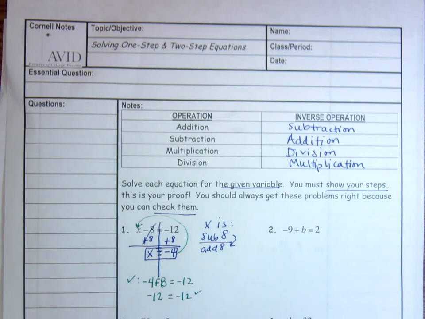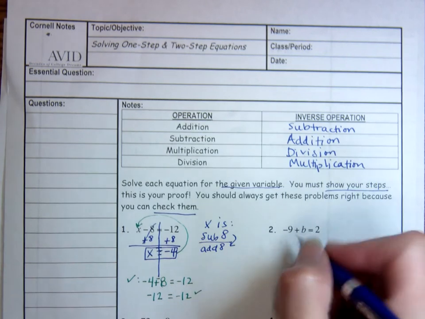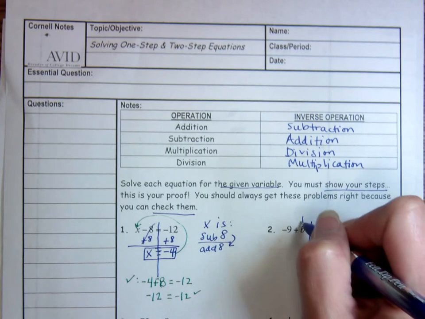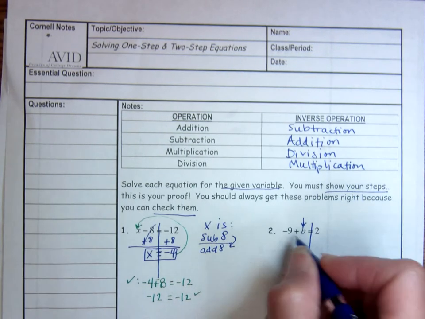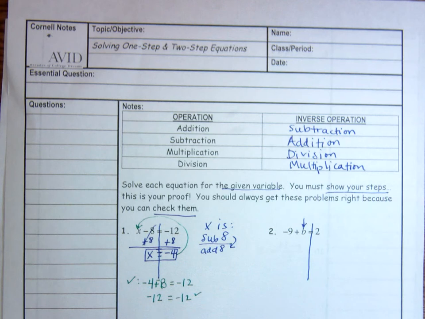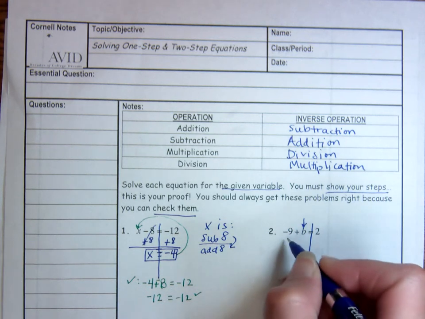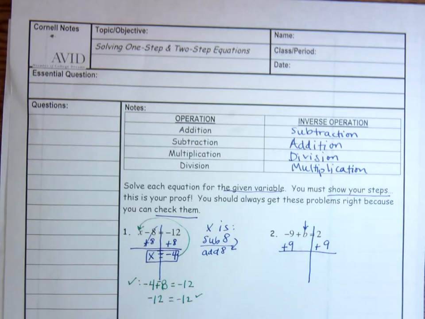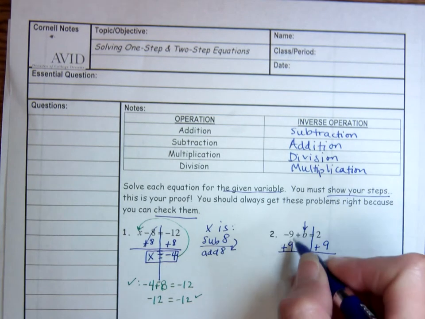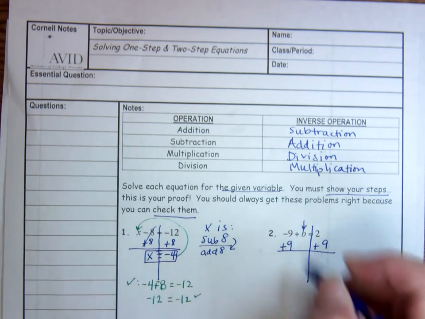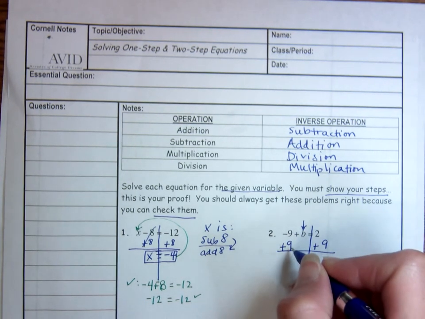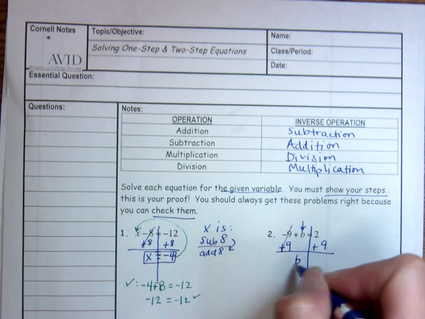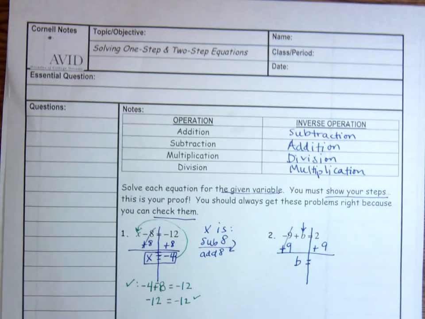Let's take a look at number 2. Again, we're going to separate the left side from the right side, and we look at the b. The b has a negative 9 attached to it by addition. So what we want to do is the opposite of negative 9, which is positive 9. And then, of course, we look at negative 9 plus 9 and see that it is, in fact, 0. Negative 9 plus 9 is 0, so those go away. We're left with b on the left-hand side, and 2 plus 9 is 11.